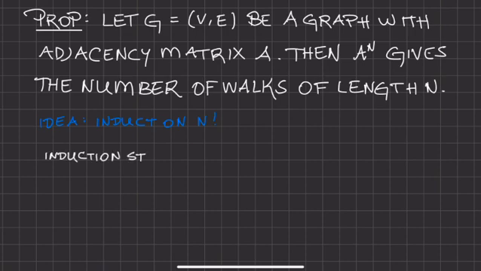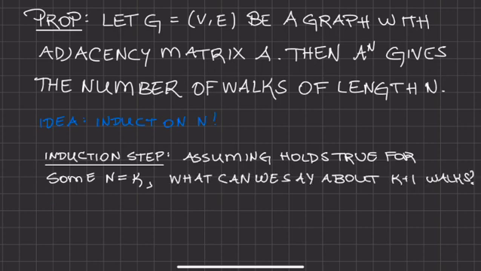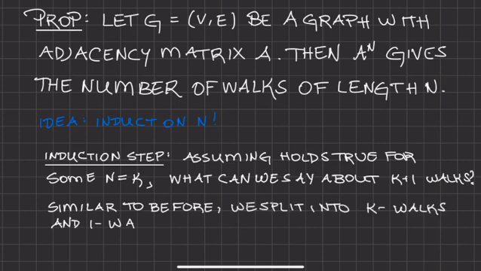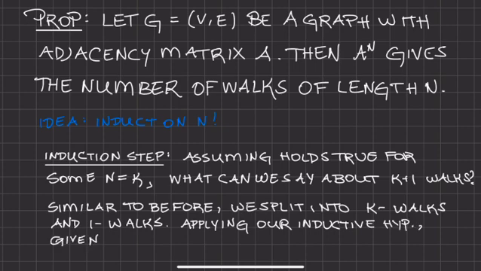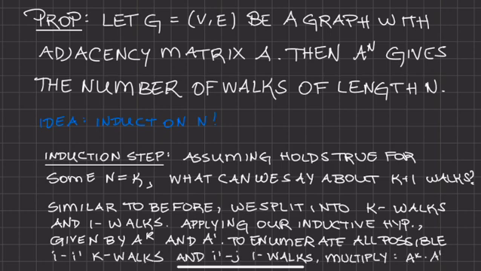Next, we go over a quick summary of our inductive step. Supposing our proposition holds for some k, we look at our walks of length k plus 1. Like in our second base case, we can split our walks of length k plus 1 into walks of length k and walks of length 1. Further, from our first base case, we know that A to the 1 represents our walks of length 1. Thus, to enumerate all possible walks, we take the product of these two matrices, which comes out to A to the k plus 1, and we have shown that our inductive hypothesis holds.